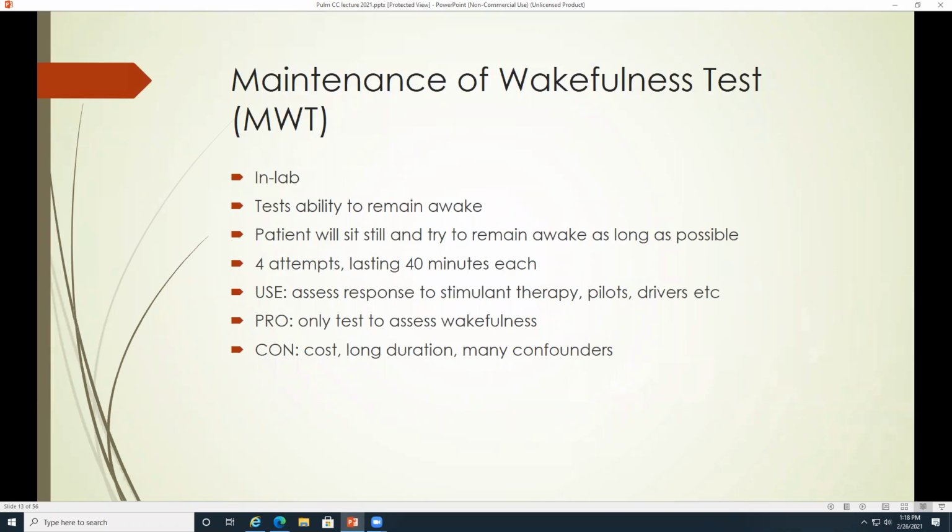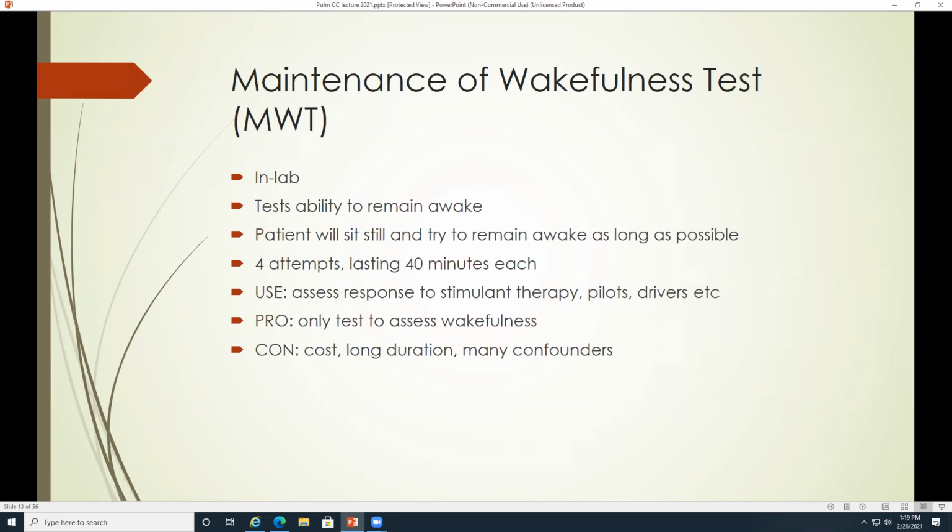Moving on to the maintenance of wakefulness test. This is also done in the lab, and this is to test someone's ability to stay awake. So what happens is the patient sits up in bed, leaning up against the headboard. There's a light off to the side, and they just have to stare straight forward and try to stay awake for as long as possible. They can't move significantly. They can't talk or hum or anything like that.